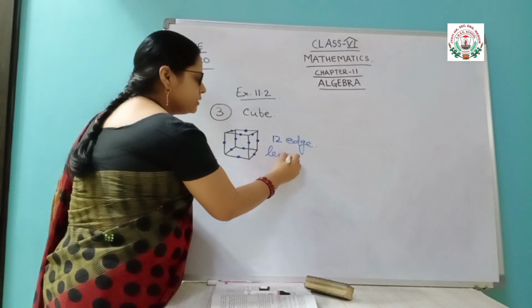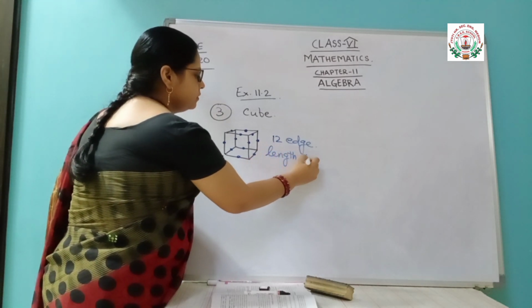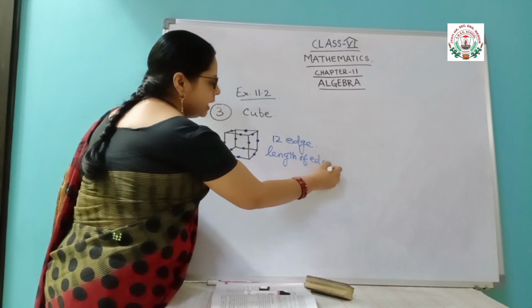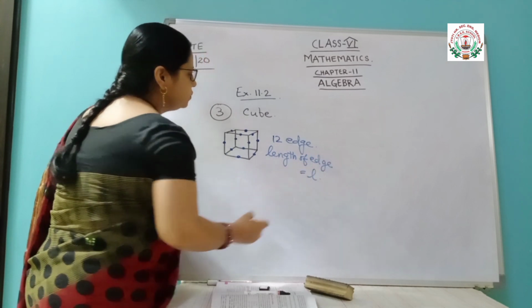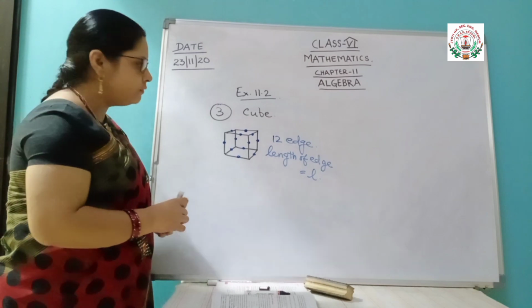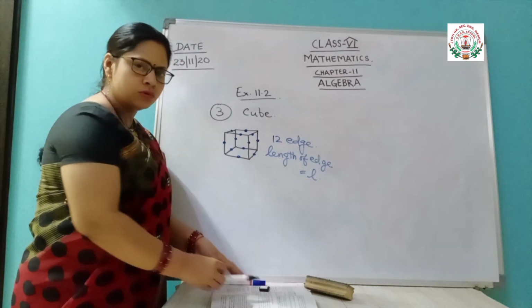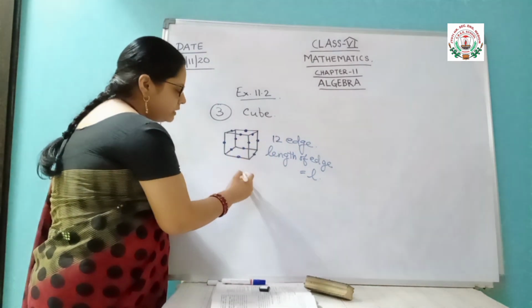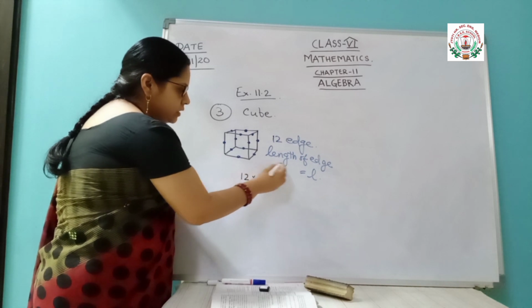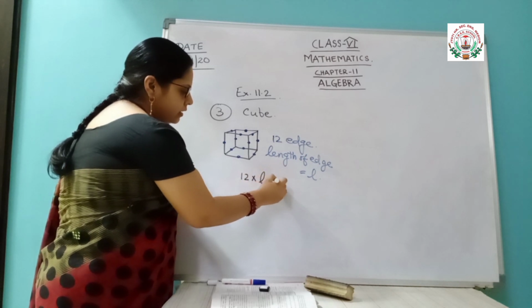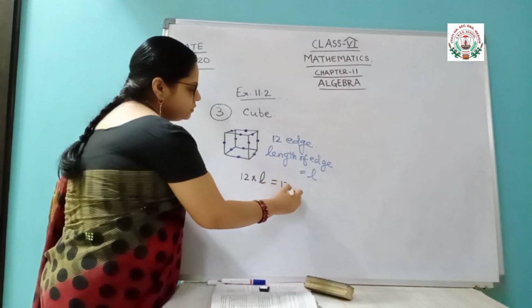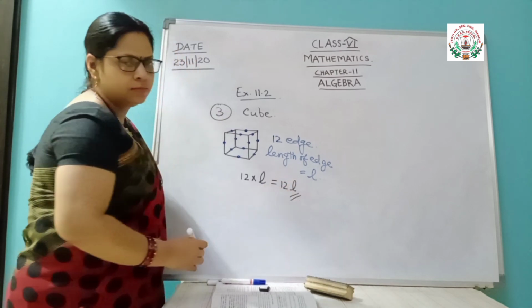length of edge is given by L. So what is the total length of this cube? It is asked in the question. Total length. So how many edges are there? 12 edges, into length of one edge is L. So 12 into L, that is 12L is the answer.